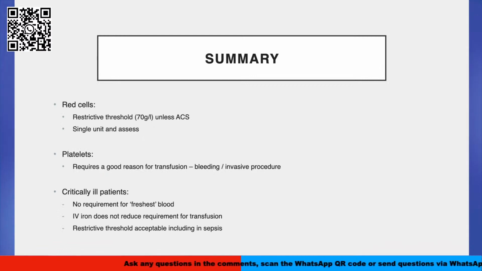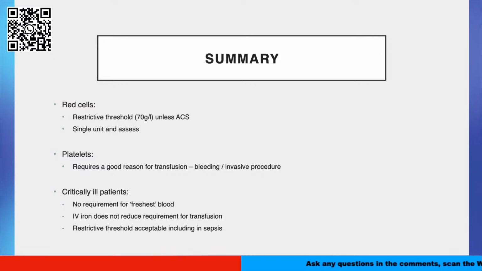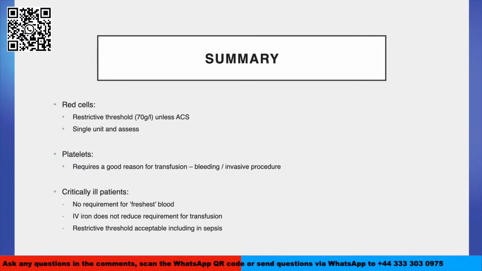So this has been quite a long talk. I'm going to summarise with just a couple of key points. For red cells, most patients can tolerate a restrictive threshold of 70 unless they have acute coronary syndrome or are actively bleeding. Use single units and reassess after each one. Platelets, they need a good reason before you transfuse them, so think about whether the patient is actively bleeding or is going to undergo an invasive procedure, otherwise you can often hold off. In critically ill patients, they don't need the freshest blood. Giving them IV iron does not reduce their requirement for transfusion, and maintaining this restrictive threshold of 70 grams per litre is acceptable, including during sepsis.